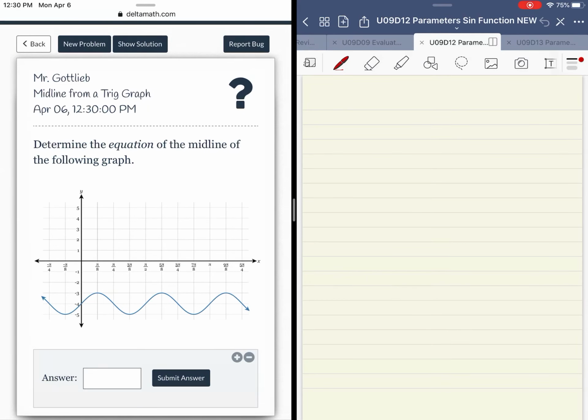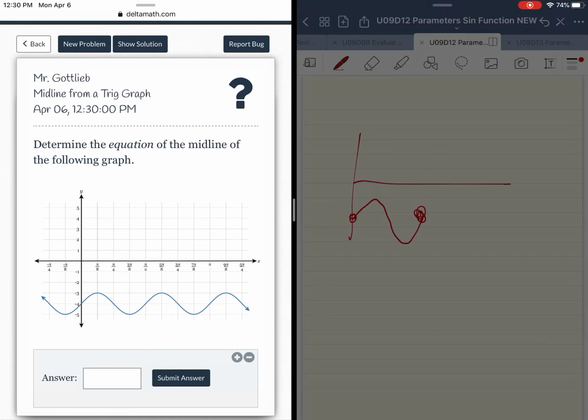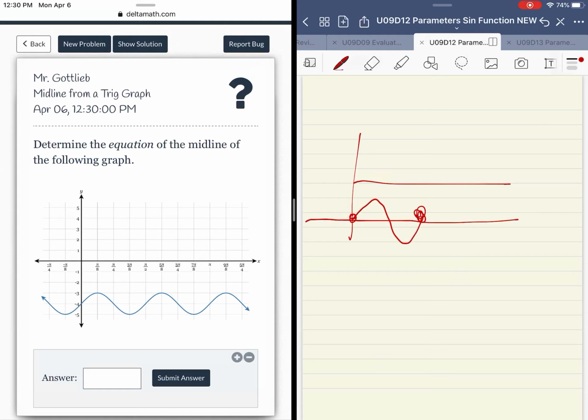Now, if we look at the graph carefully, we can see that it starts in the middle and goes up and down. So this is actually a sine curve, not a cosine curve, so that's the first thing to notice. You need to know which kind of curve you're working with. If your graph starts in the middle and then goes up to the top and down to the bottom, it's a sine curve. If it started differently, we'll see a cosine curve in a minute, but it'll have a different midline.